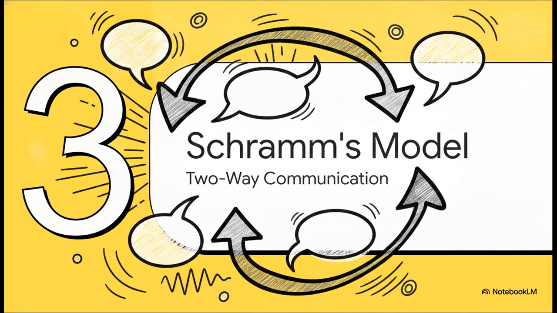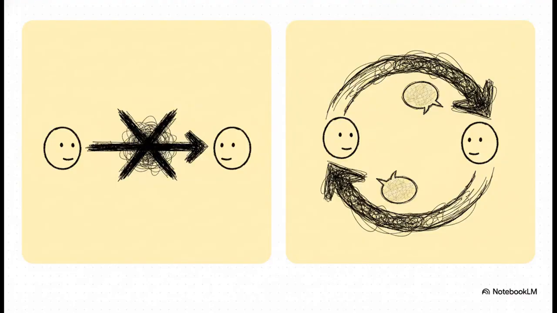Let's pivot to section 3, Schramm's two-way street, shifting from linear to circular communication. Now, Lasswell gave us fantastic categories for understanding the message, but those early models shared one major, glaring flaw. They completely assumed communication was just a one-way broadcast. Theorist Wilbur Schramm introduced a massive paradigm shift. He pointed out that communication is actually circular in nature.